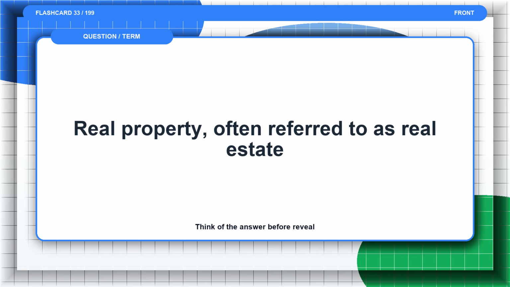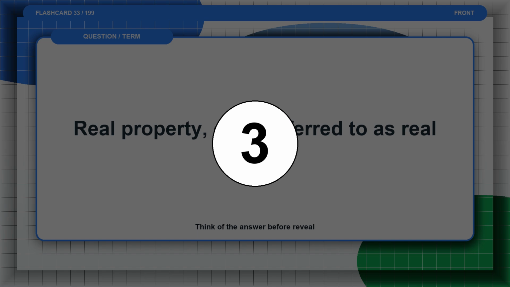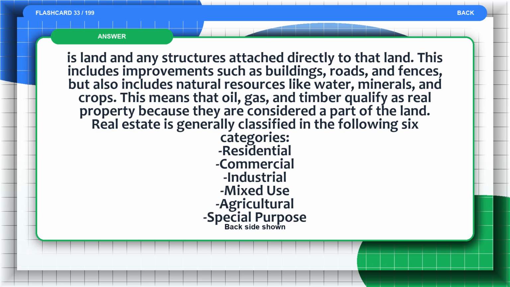Pause and think of the answer before the reveal. The answer is land and any structures attached directly to that land. This includes improvements such as buildings, roads, and fences, but also includes natural resources like water, minerals, and crops. This means that oil, gas, and timber qualify as real property because they are considered a part of the land. Real estate is generally classified in the following 6 categories: residential, commercial, industrial, mixed-use, agricultural, special purpose.